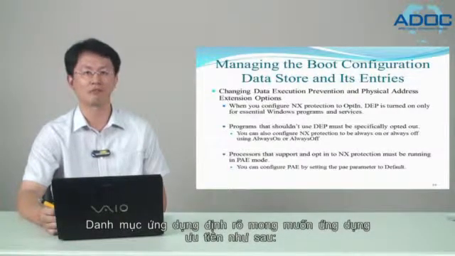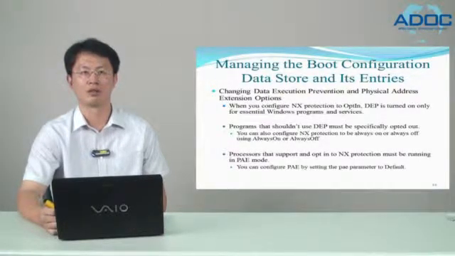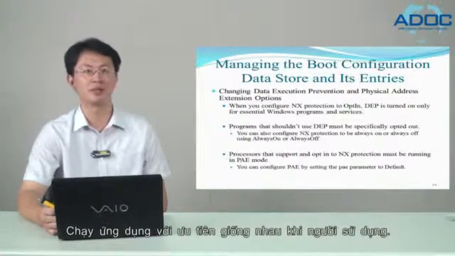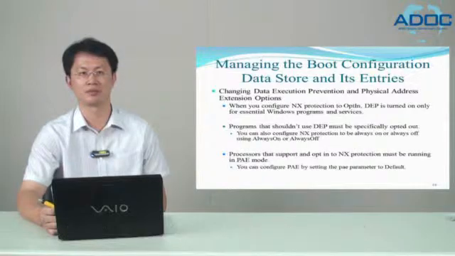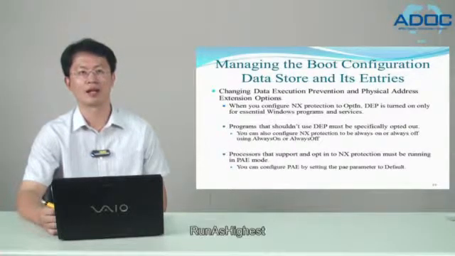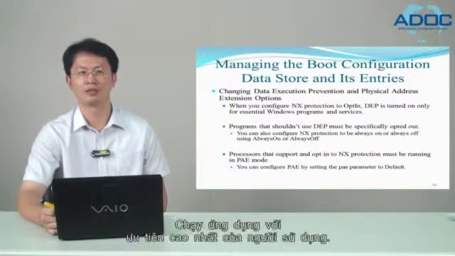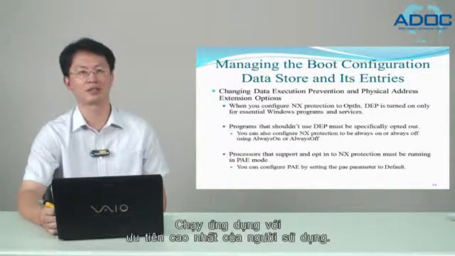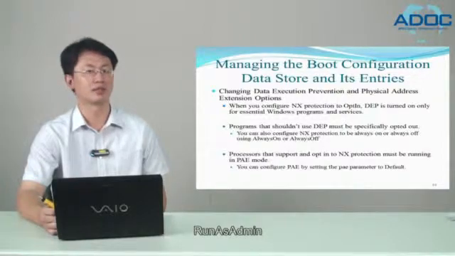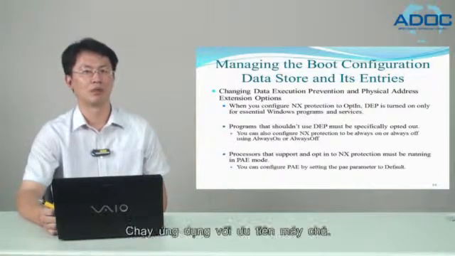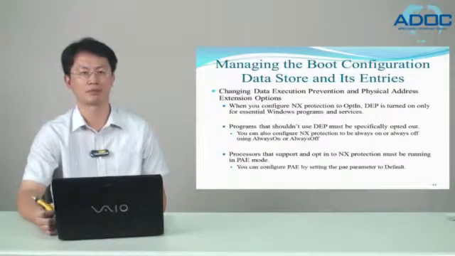Application manifests define the application's desired privileges as one of the following. Run as invoker: runs the application with the same privileges as the user. Run as highest: runs the application with the highest privileges of the user. Run as admin: runs the application with administrator privileges.